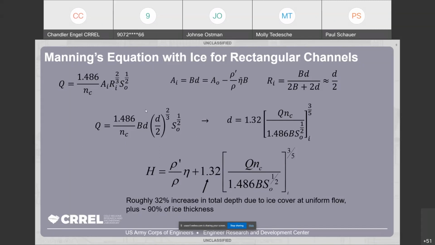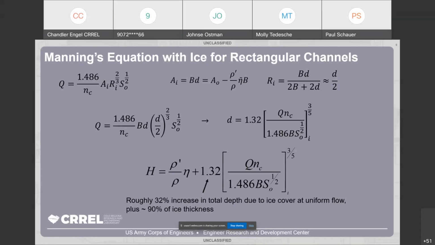And we do a little bit of algebra, which I'll skip, but you end up solving for D, which again is the depth of flow under the ice cover. So now this is the depth of flow, not the total depth of water. And again, if you drilled the hole down to the ice and measured the total depth from the top of the water surface that you observe, you'd be off by about the thickness of the ice, 92% of the ice, because that ice is floating and displacing.